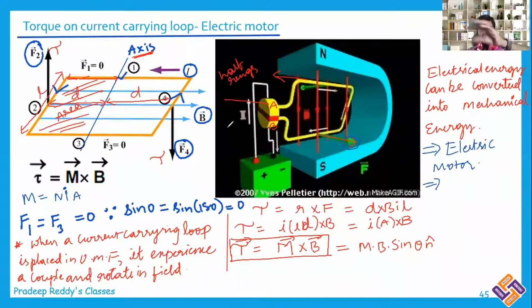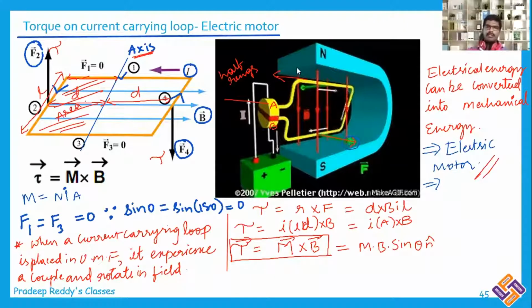After some instant, the coil gets rotated. When it is rotated, B comes in contact with the positive terminal, and A comes in contact with the negative terminal. As a result, the current direction gets reversed, and as the current direction gets reversed, the force direction also gets reversed. As a result, it is able to rotate continuously in the external magnetic field, if you provide slip rings and this battery. If you are sending current into the coil, continuously it can be rotated. This is the working principle of an electric motor.